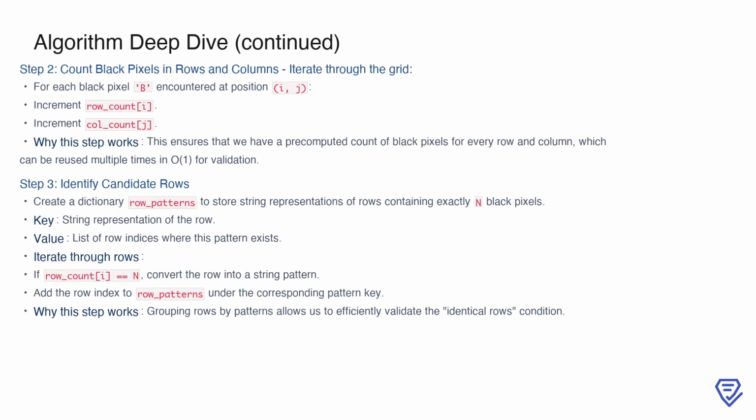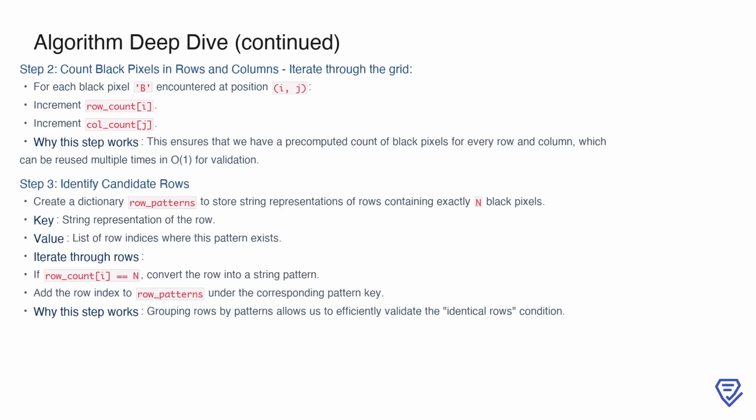Next, we count the black pixels in each row and column. By iterating through the grid, every time we encounter a black pixel at position i, j, we increment row_count[i] and col_count[j]. This pre-computes the number of black pixels in all rows and columns, enabling O(1) lookups for validation later. After counting, we focus on identifying candidate rows that could potentially contribute to lonely pixels.